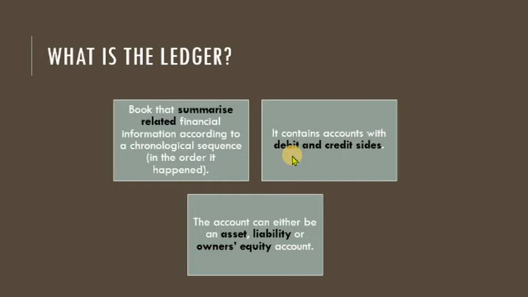It contains a debit and a credit side, and your accounts can be either an asset or a liability or an owner's equity, like we find on the 3-column paper. So this is what a ledger is. It's a new book that summarizes related information.